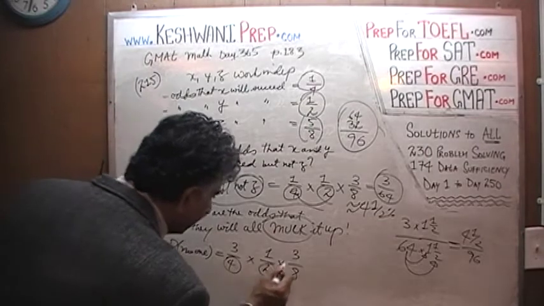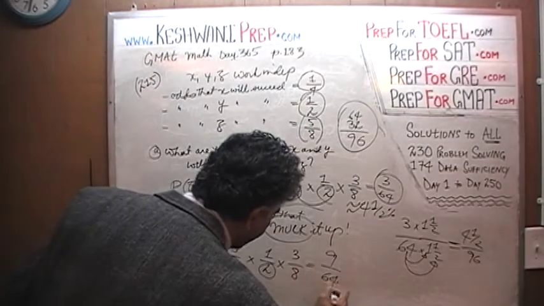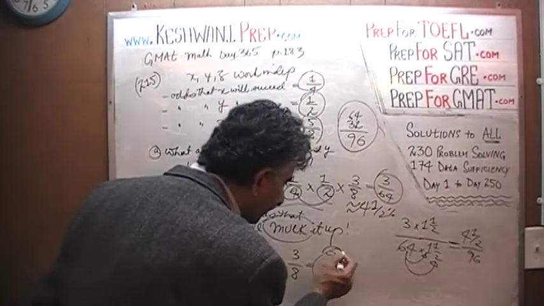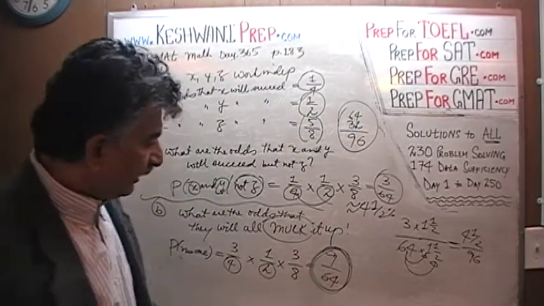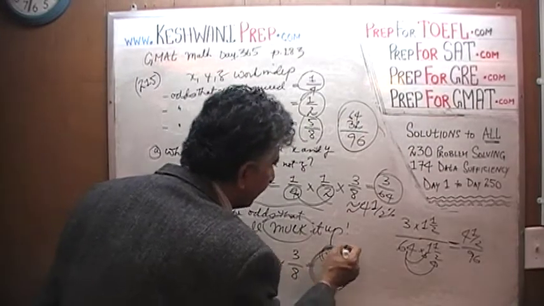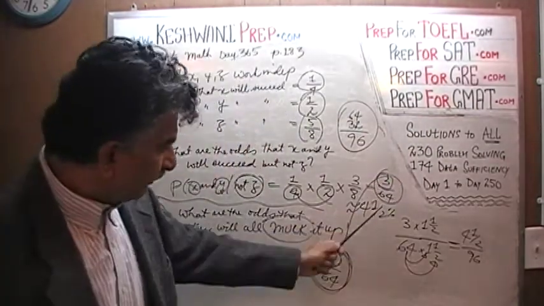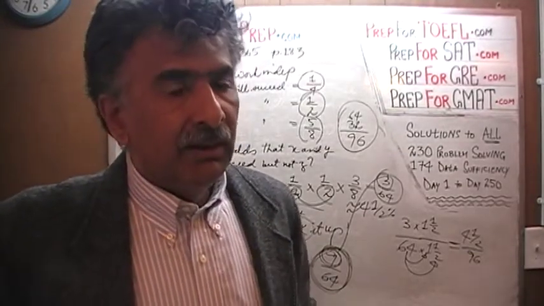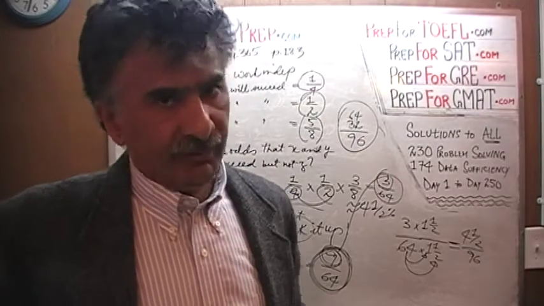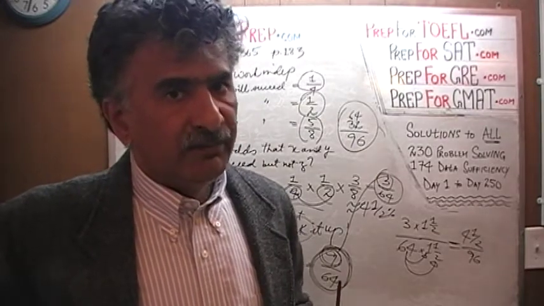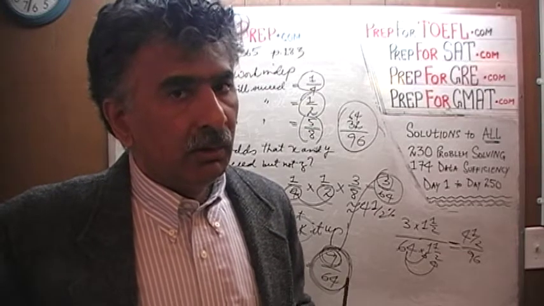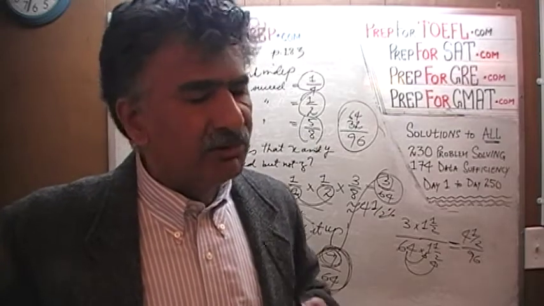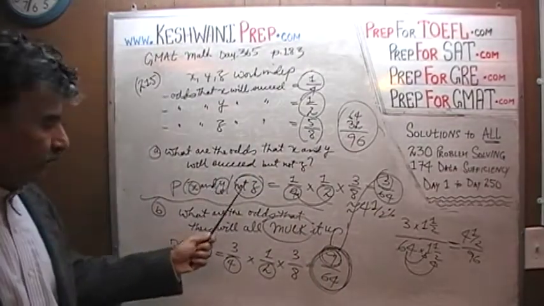So again, you see, we get 9 over 64. What I'm trying to make you understand is that it is more likely that they will all fail. It is in fact 3 times more likely. So 9 as opposed to 3. You see, 3 over 64, 9 over 64. It is 3 times as likely that they will all fail as opposed to a scenario where X and Y will succeed, but not Z.